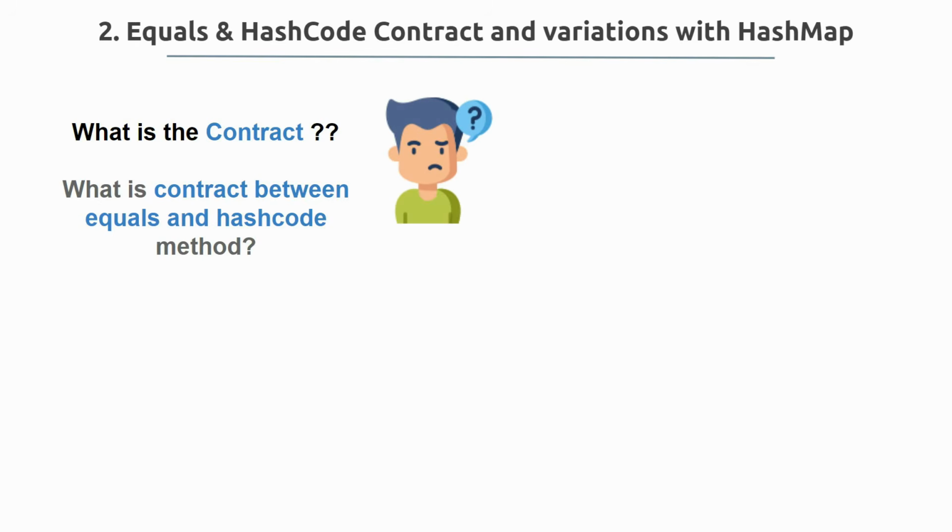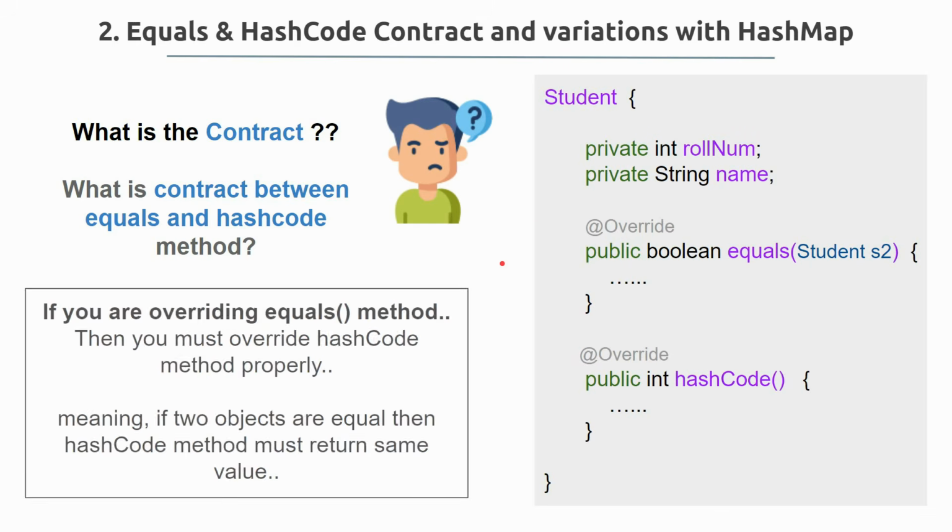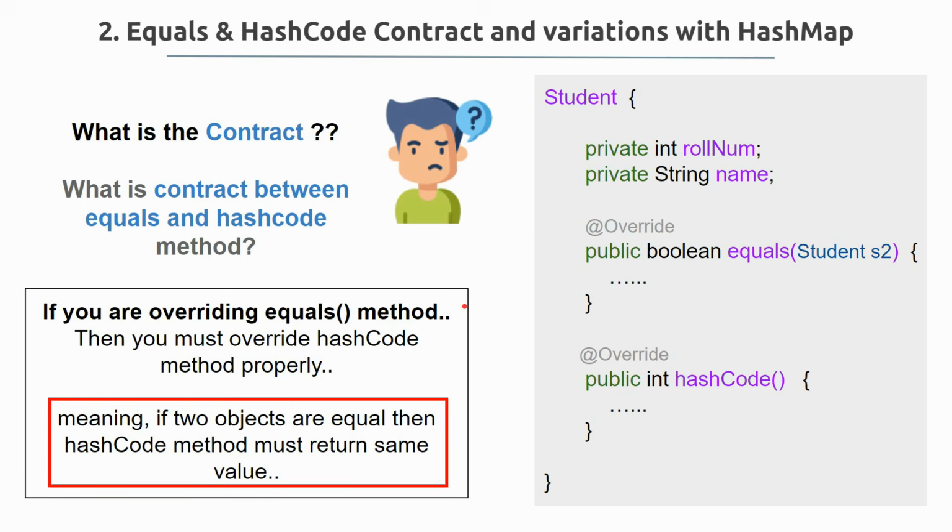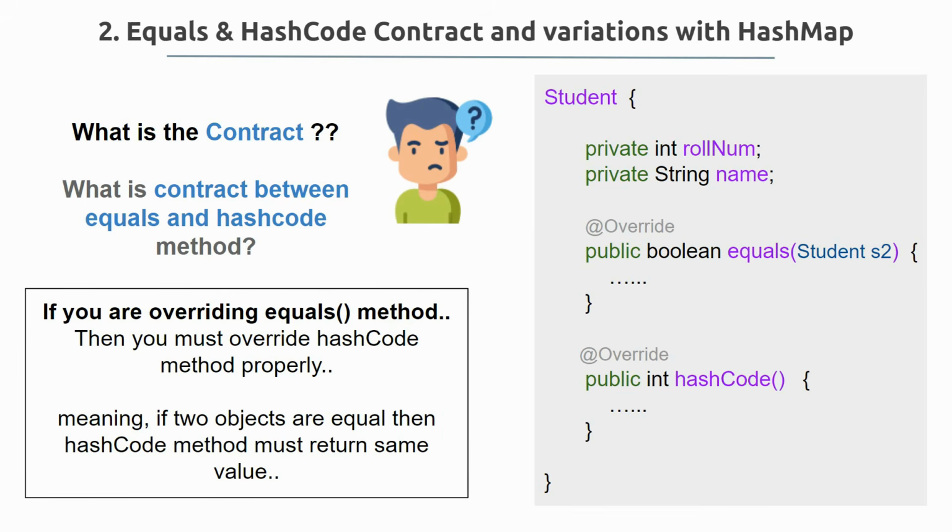Now what is the contract between equals and hashcode methods? If we are overriding the equals method, then we must override the hashcode method properly. What is properly? Properly means if two objects are equal, then the hashcode method should return the same value, meaning two equal objects must have the same hashcode, and we should not break this contract while overriding equals and hashcode methods. So let's see that in action.